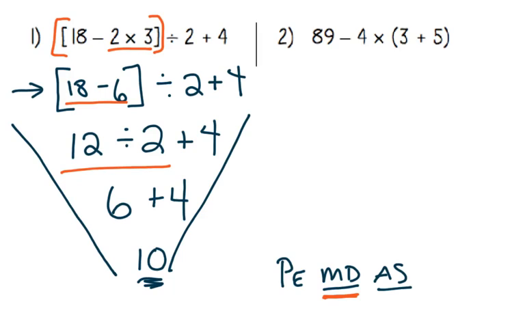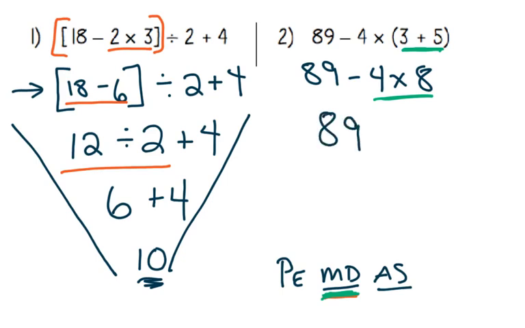For number 2, we do 89 minus 4 times the quantity 3 plus 5. 3 plus 5 is in the brackets, so we have to start there. Everything else, we're going to rewrite exactly as it is. Now we have 89 minus 4 times 8. Again, we always have to do the multiplying and dividing before the subtraction. So we just rewrite the 89 minus, but now we write 32. And now we're down to our final answer. 89 minus 32 is 57.